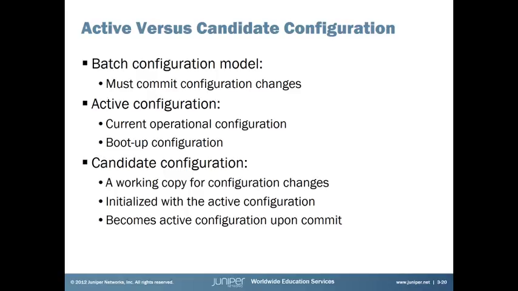So when you type the command commit, the candidate becomes active, or what we would probably call in Cisco the running configuration. Juniper call it the active configuration. The active configuration is what you boot up to. That's the one that loads up. So I log in, I go into configuration mode, I type in configure, and then whatever changes I'm making are in the candidate configuration.